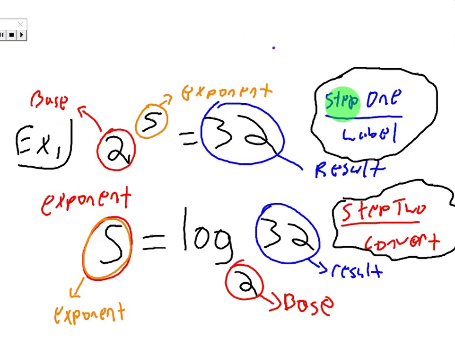And then what I do, it doesn't matter which side this is on. The log can be on the left or right. What I do is I first write my exponent as the answer. So in this case, 5 equals. Then I write the word log.